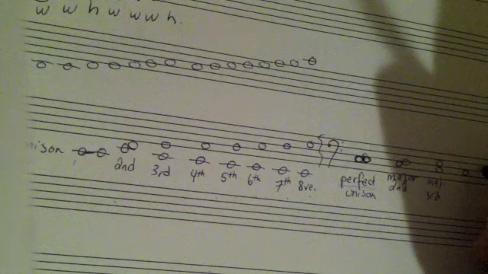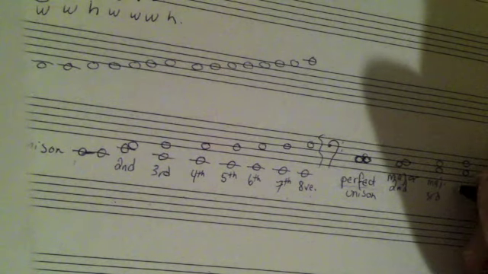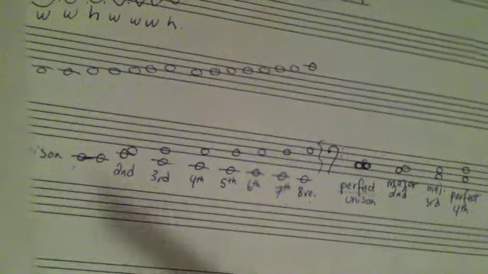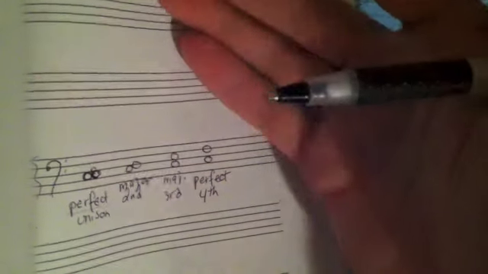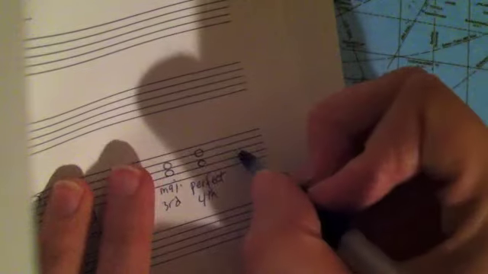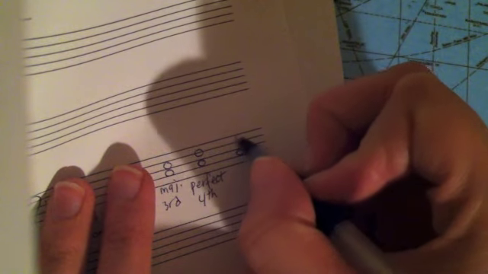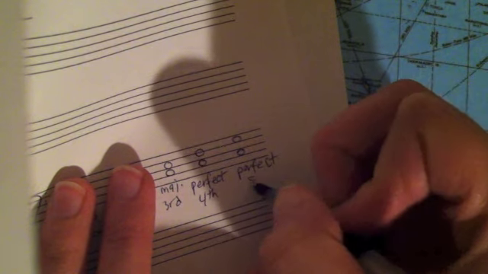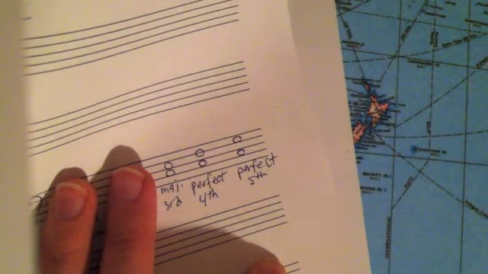Now, this is where it's a little bit different. C to F is a perfect fourth. Fourths are perfect. A perfect fourth. And just like that, we also have a perfect fifth. It's perfect.